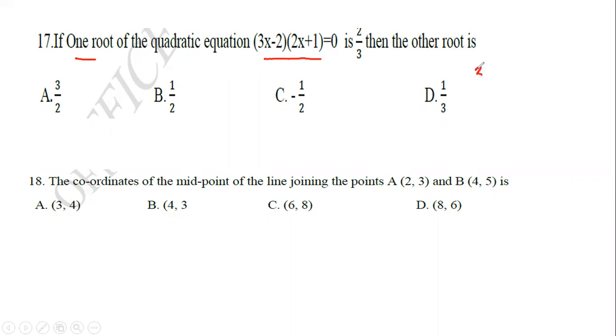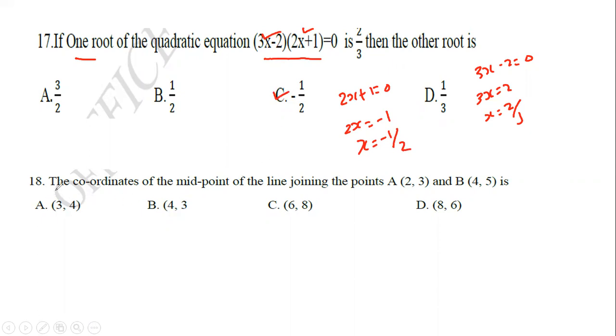Look here, 3x minus 2 is equal to 0. You need to find out x. 3x is equal to 2. x is equal to 2 by 3. Already one root is present here. You need to find out one more root. Next, the other one is 2x plus 1 equals 0. 2x is equal to minus 1. x is equal to minus 1 by 2. Which option is right? Option C is correct.